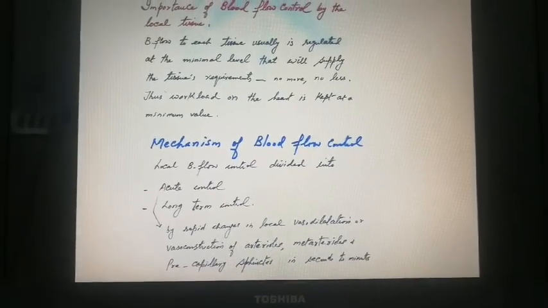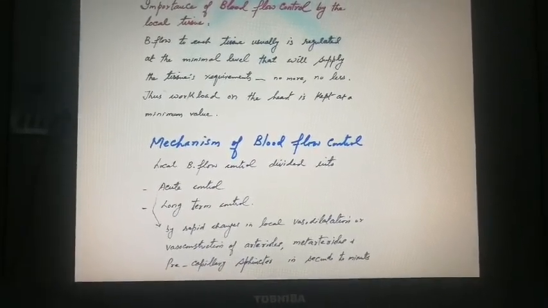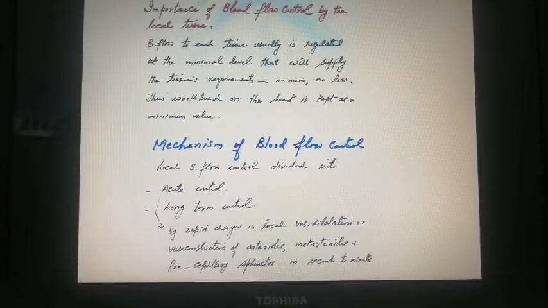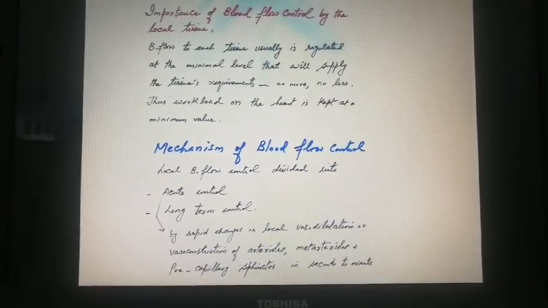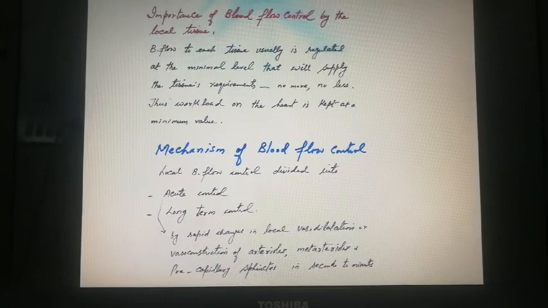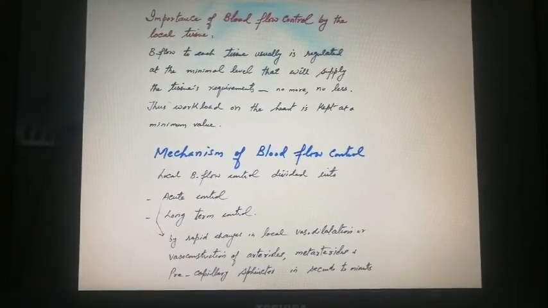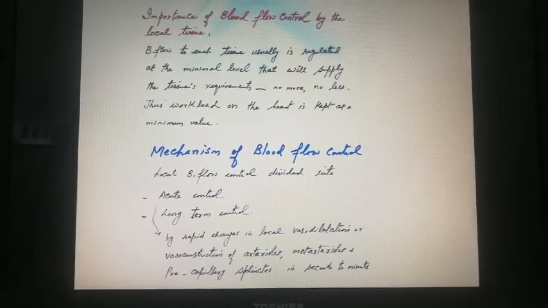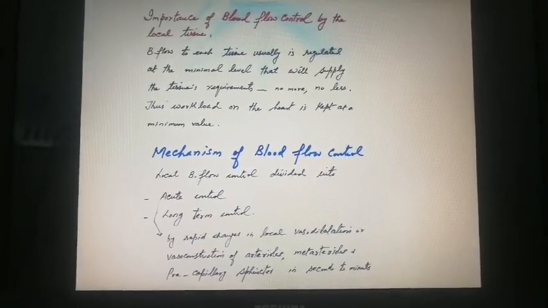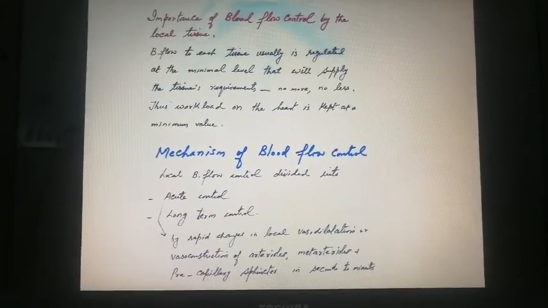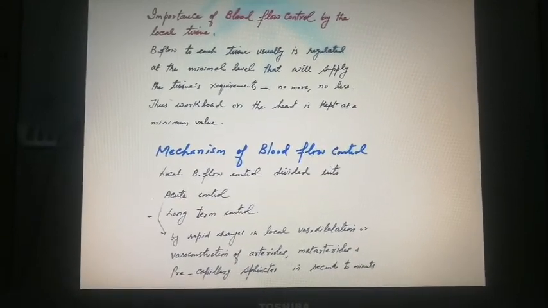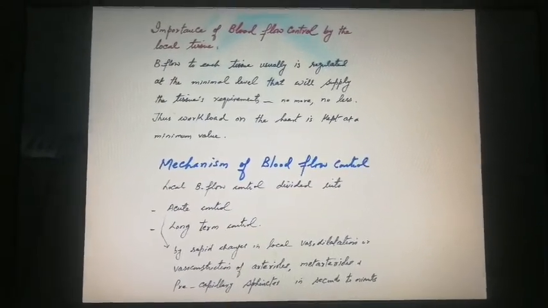Acute control is by rapid changes in local vasodilation or vasoconstriction of arterioles, meta-arterioles, and precapillary sphincters in seconds to minutes. In acute control, there occurs vasodilation or vasoconstriction of different parts of the vessel system in seconds to minutes.